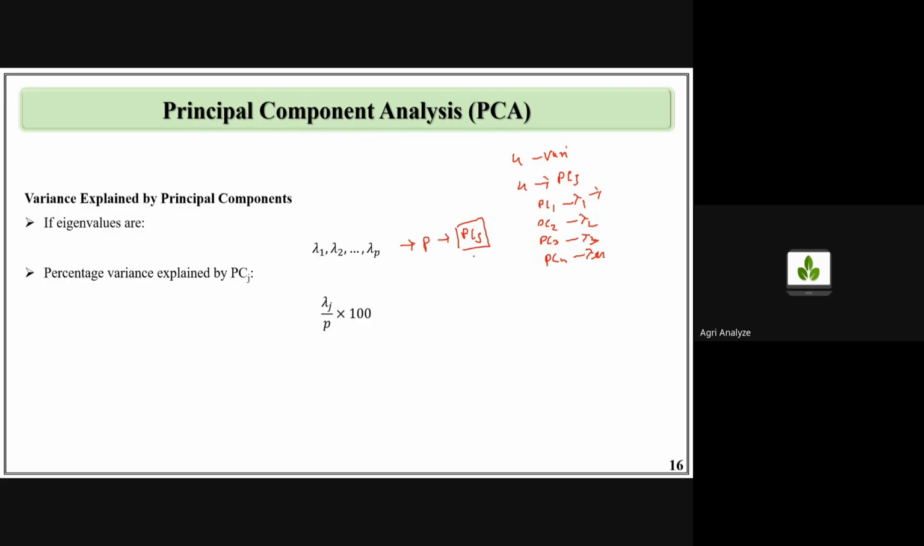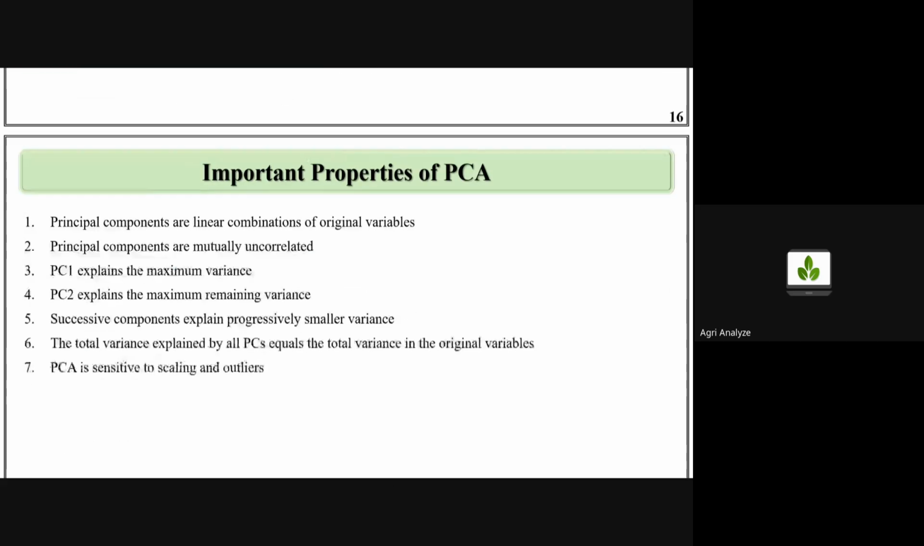Now, after getting lambda, we want to find how much of the variance out of 100 is explained by each PC. This is the equation for the percentage of variance explained by a PC. Here you have one example.